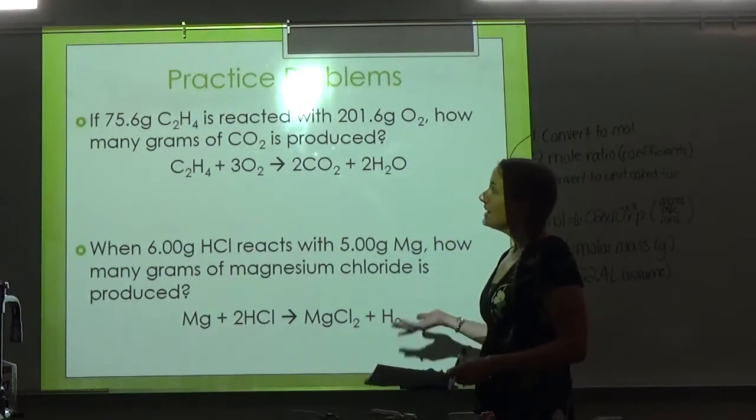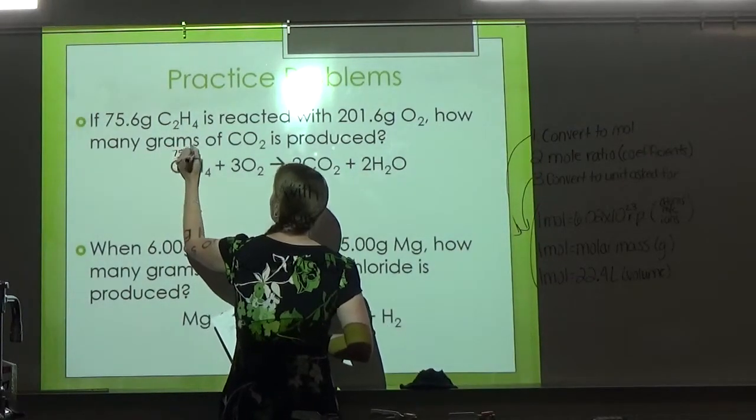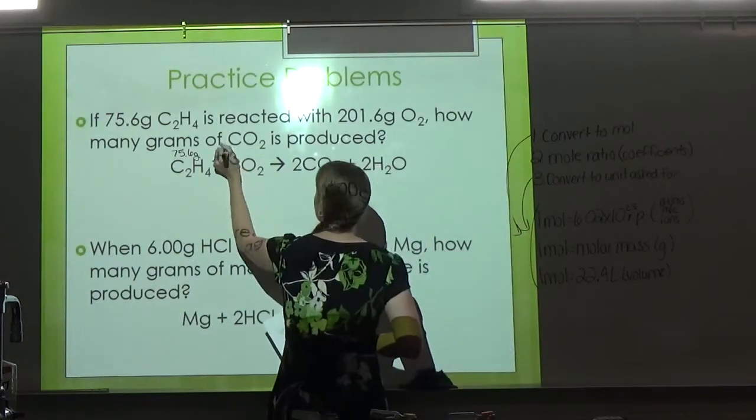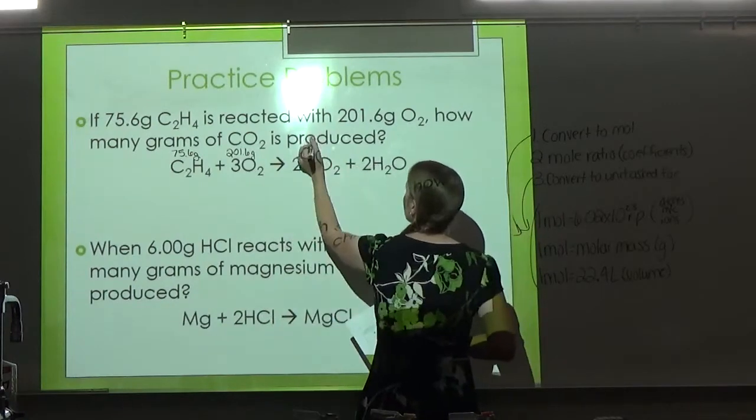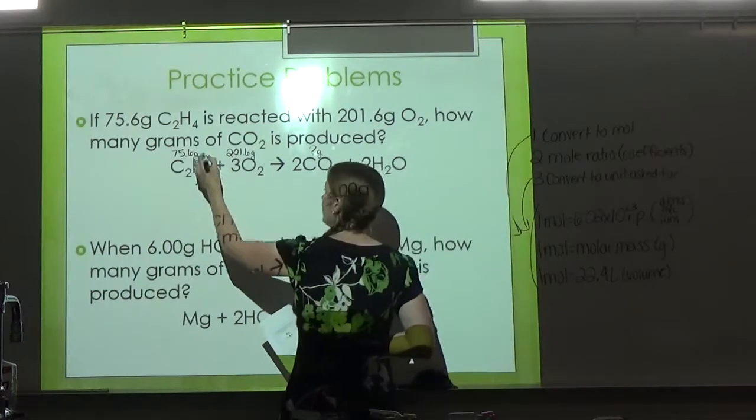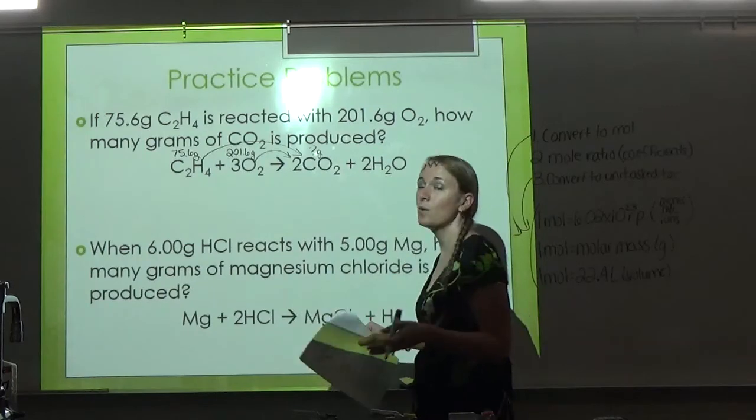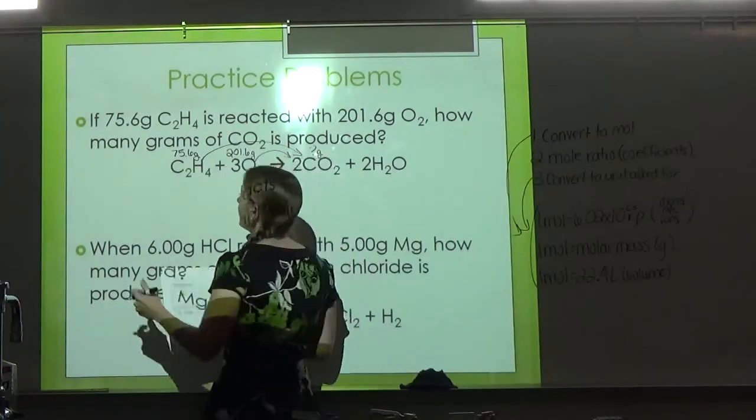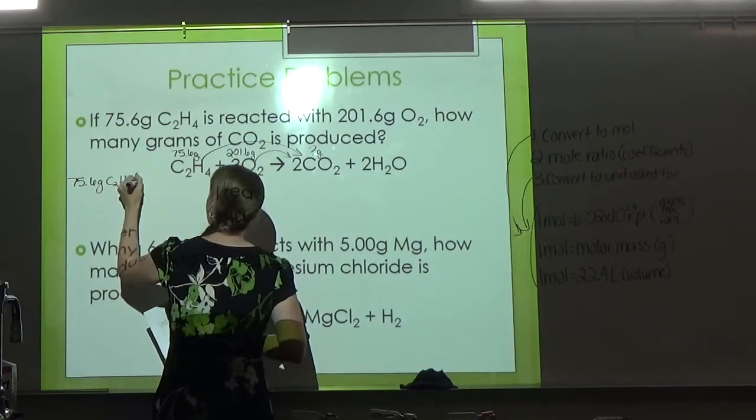All right, so it says if 75.6 grams of C2H4 is reacted with 201.6 grams of oxygen, how many grams of carbon dioxide is produced? Okay, so again, we are going to go from here to our product, and then from here to our product, and then we'll pick the lower amount. All right, so I'm going to start with the 75.6 grams of C2H4.